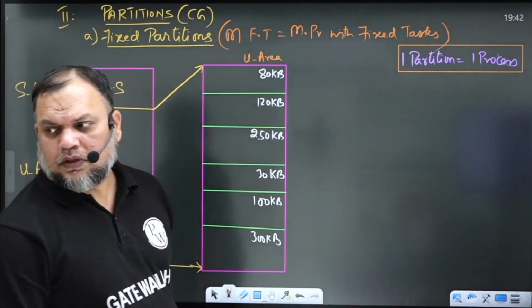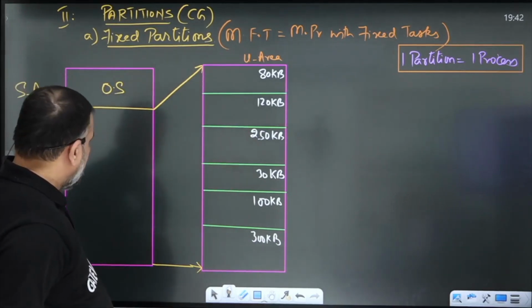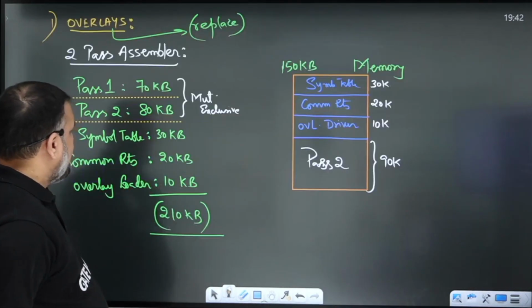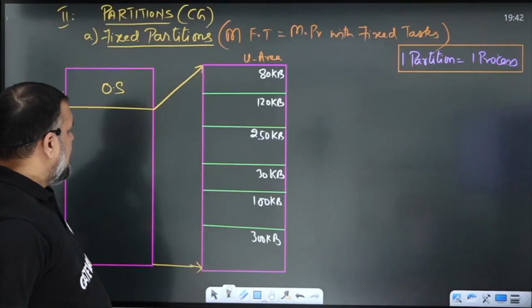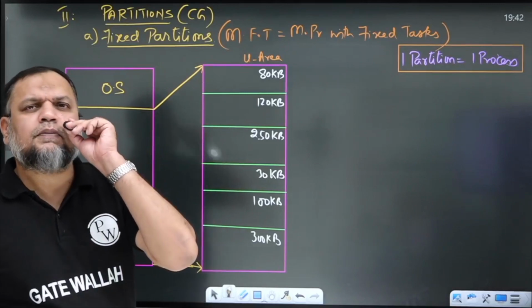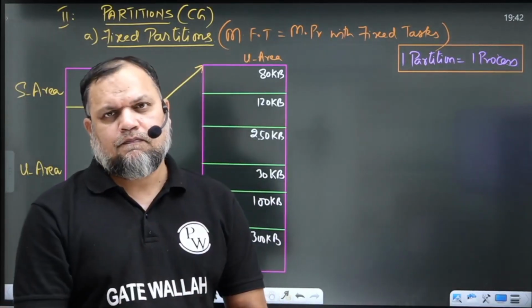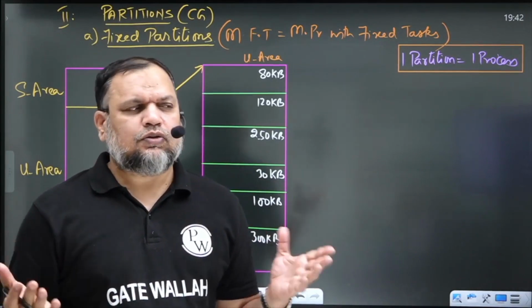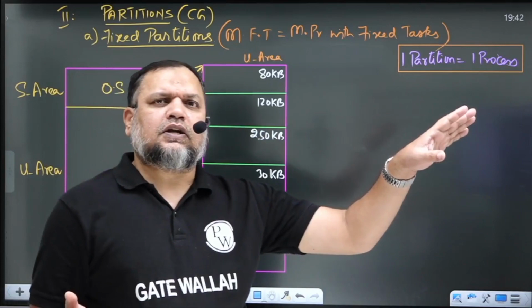And as far as protection is concerned, I have already told you, base and limit registers, the same hardware will be used for ensuring protection, which I have explained to you here. And per partition, we are going to maintain a bit flag, which is going to indicate whether the partition is free or in use. So free space management is done, protection is done.